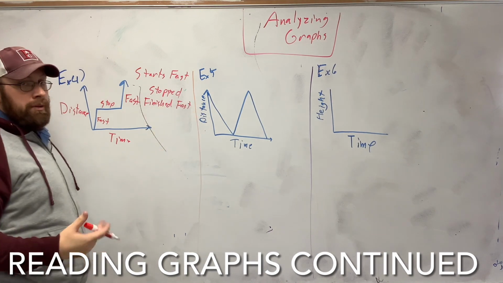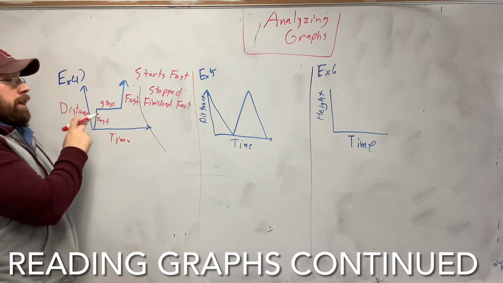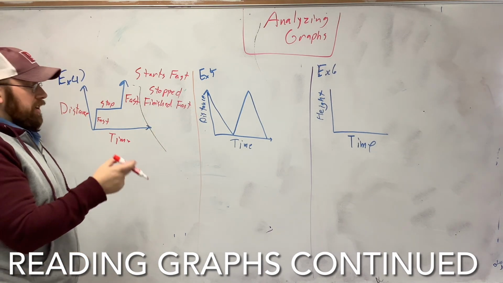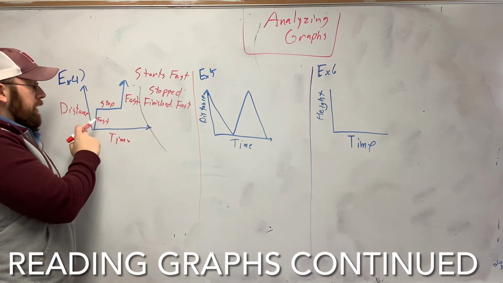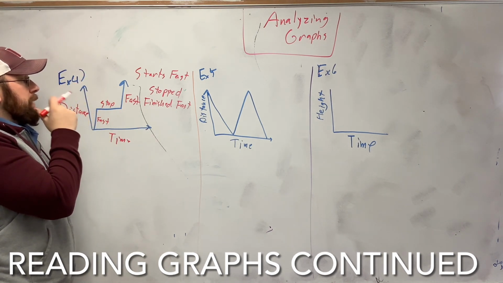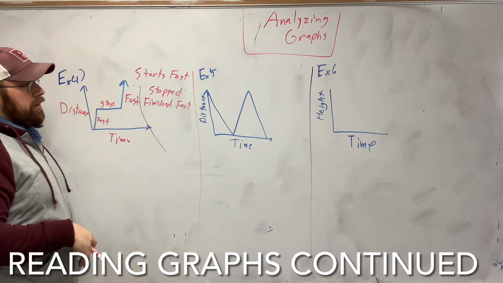All right, it's all about being able to read it and knowing what you're actually looking for. Your independent and dependent variables. So your independent is your time, your dependent is your distance here.